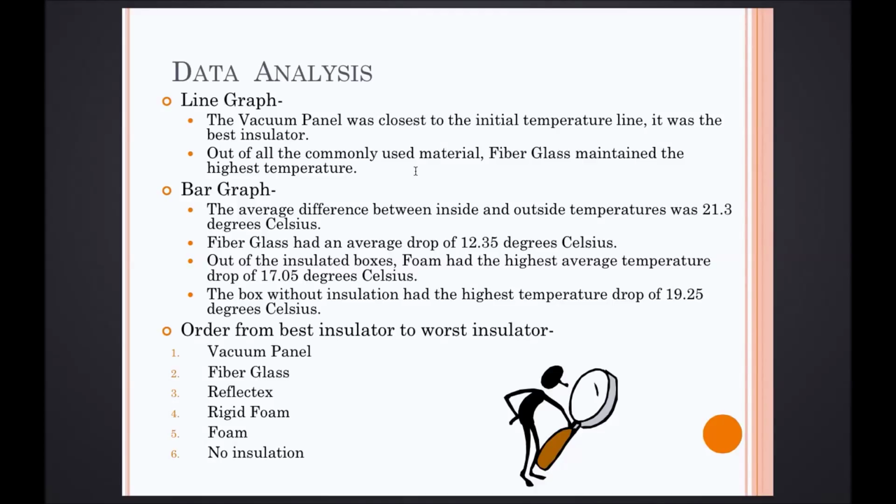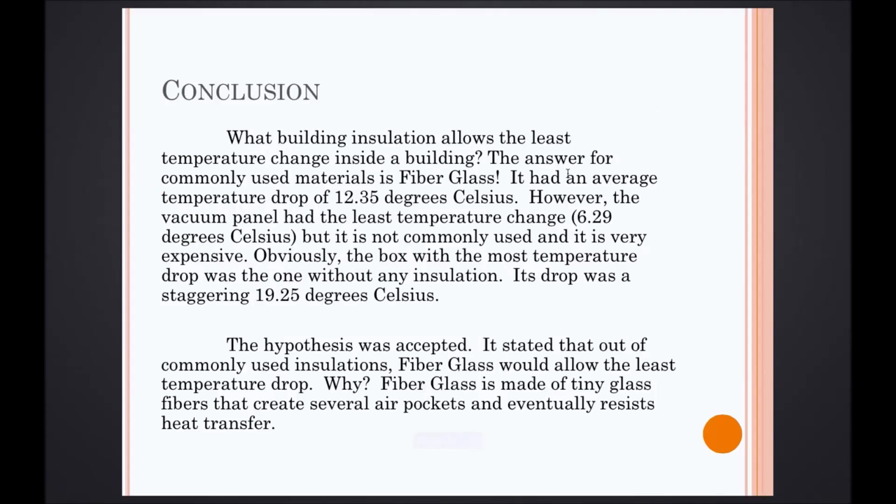From the most effective to least effective insulators was a vacuum panel, fiberglass, Reflectex, rigid foam, foam, and no insulation. So based on this, it can be safely concluded that, of the most commonly used materials, fiberglass is the most effective insulator. However, the vacuum panel had a temperature drop of only half that of the fiberglass, though it is not commonly used and much more expensive than fiberglass. Obviously, the box with the most temperature drop was the one without any insulation.